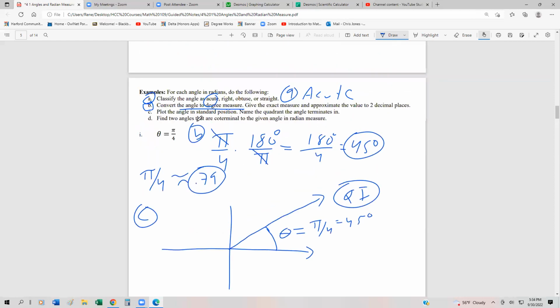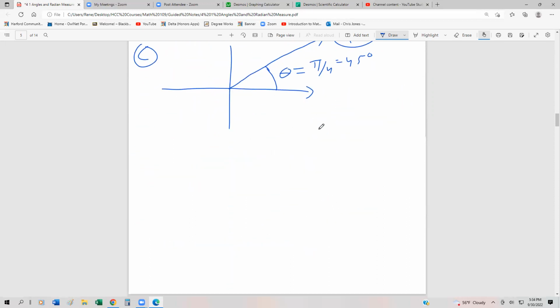And then the last part says find two angles that are coterminal given in radian measure. All right, so here's the way we're going to do that. We're going to take our pi fourths and we're going to add 2 pi. All right, now think of 2 pi as 2 pi over 1. And what we can do from here is we can get a common denominator of 4. All right, so pi over 4 plus 2 pi over 1. And we're going to multiply the numerator and the denominator by 4 to get a common denominator.